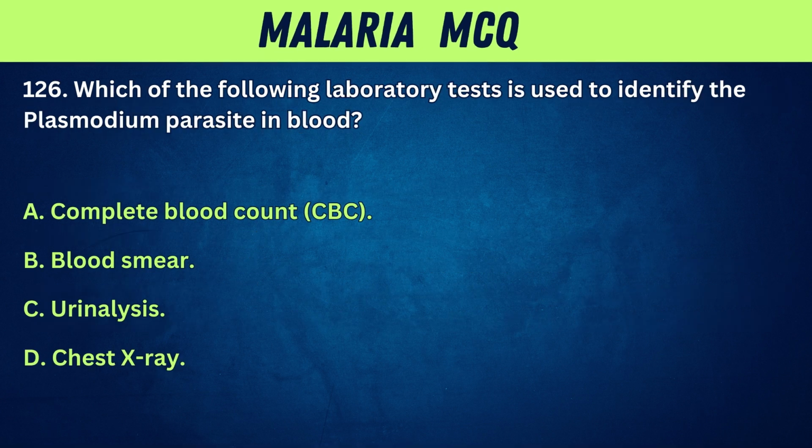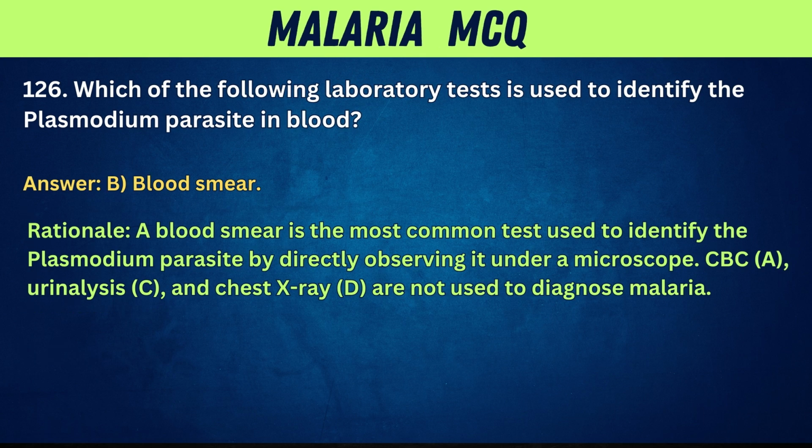126. Which of the following laboratory tests is used to identify the Plasmodium parasite in blood? A. Complete blood count, CBC. B. Blood smear. C. Urinalysis. D. Chest X-ray. Answer: B.